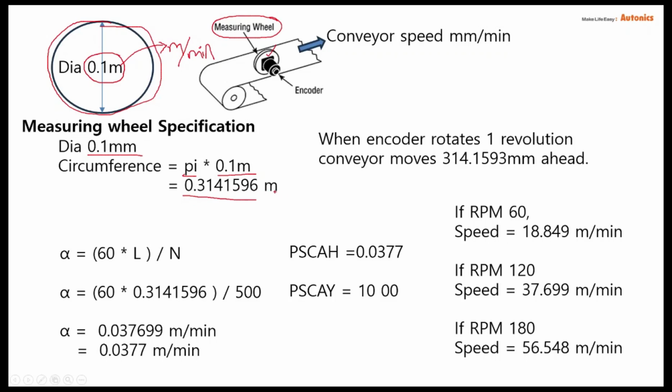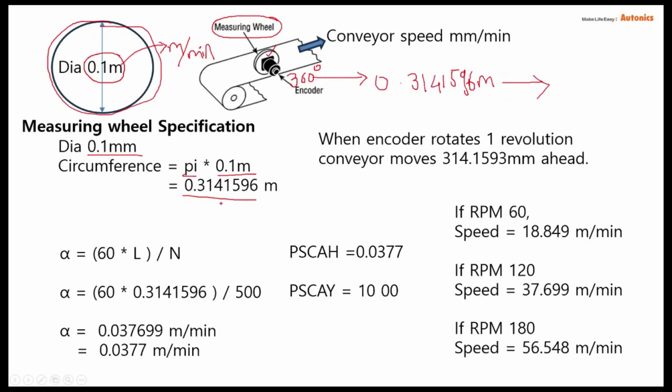which comes out to be 0.3141596 meters. So once the measuring wheel rotates a complete 360 degrees, 0 to 360 degrees, that means 0.3141596 meters, my material will go ahead, or my conveyor will move ahead.